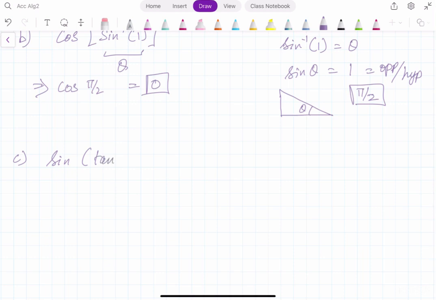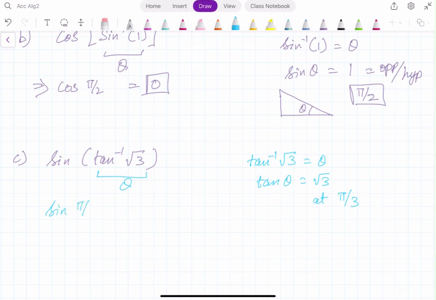One more example, another composite function. Sine, the angle in this case is tangent inverse radical 3. So can we say let tangent inverse radical 3 be equal to theta, and then tangent theta is equal to radical 3? Now just look at the unit circle. It is at pi thirds. So when theta is pi thirds, the tangent will be radical 3. So sine pi thirds is nothing but radical 3 over 2.